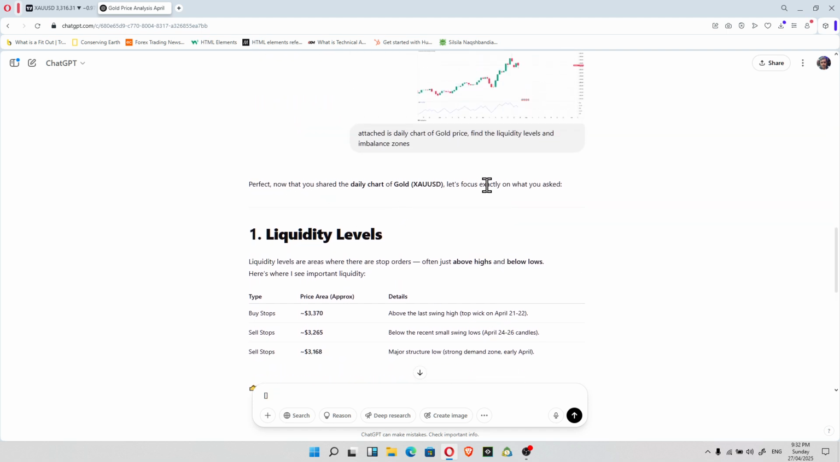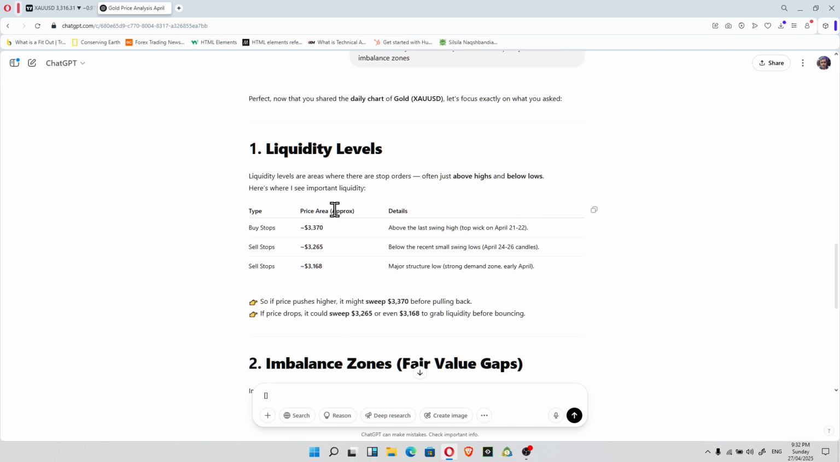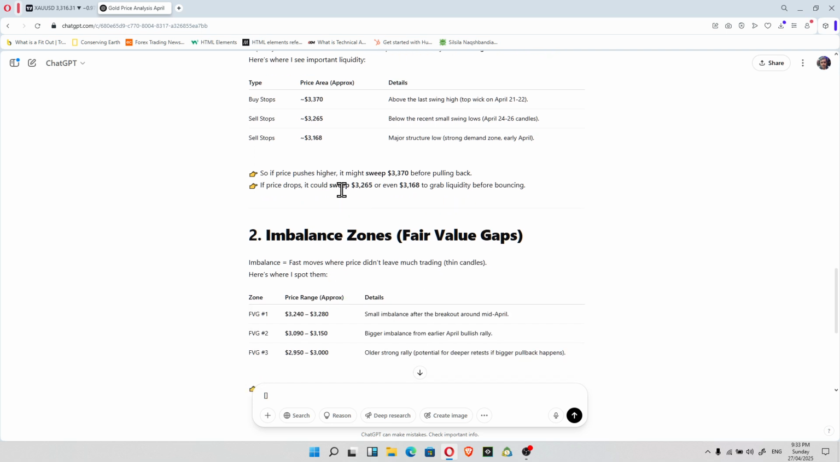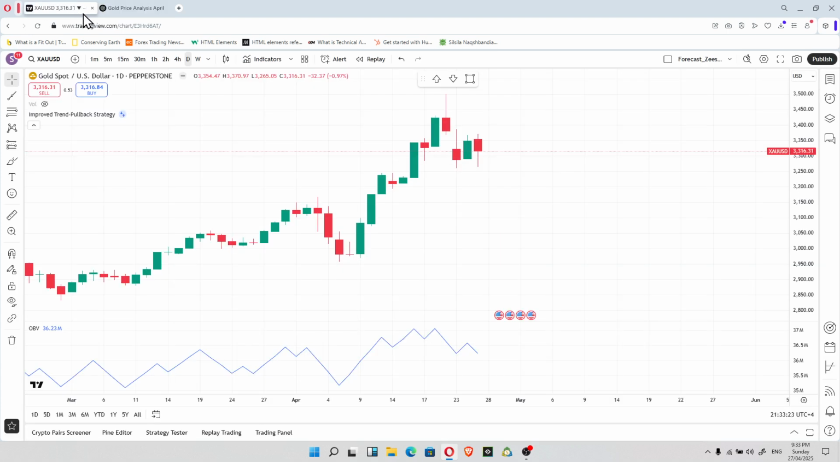Now that you shared the daily chart of gold, let's focus on what you asked. It gave you the liquidity levels, areas with stop orders, where most retail traders and other traders have expected stop levels, where you can buy. It's like buying from the wholesale market. So we have the buy stops at 3370 that will turn into sell stops, and then we have sellers around 3265. Then we have sell stops, major structure low, strong demand. So if price pushes higher, it might sweep 3370 before pulling back. So it says price can go to 3370, then it can come back.